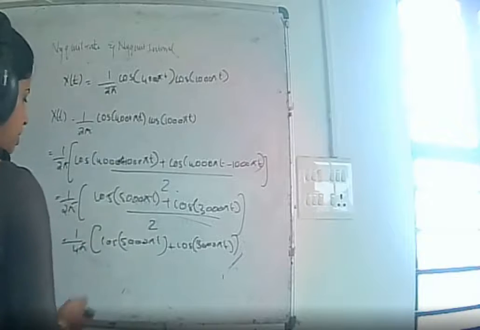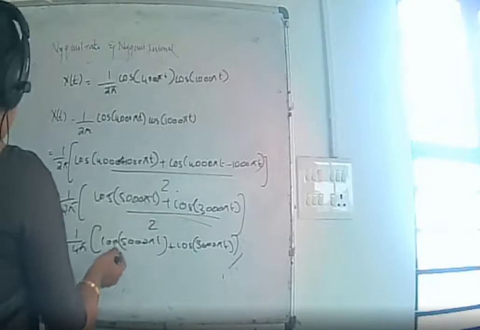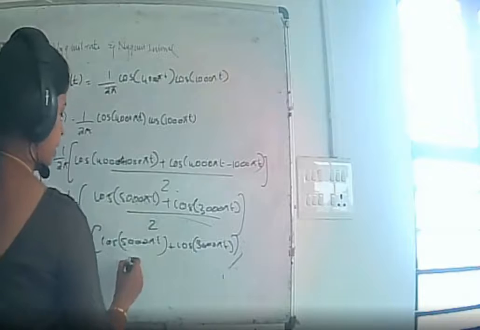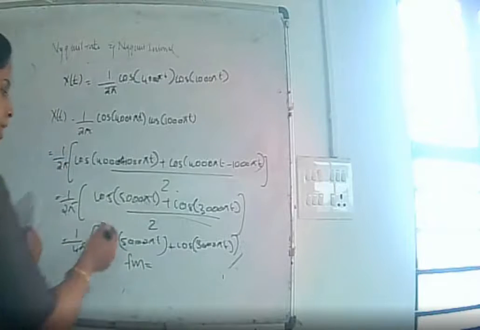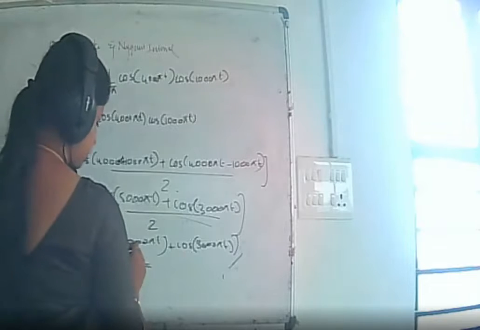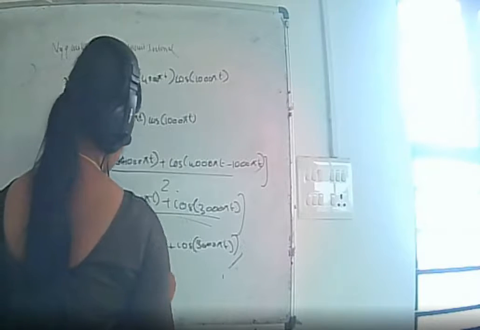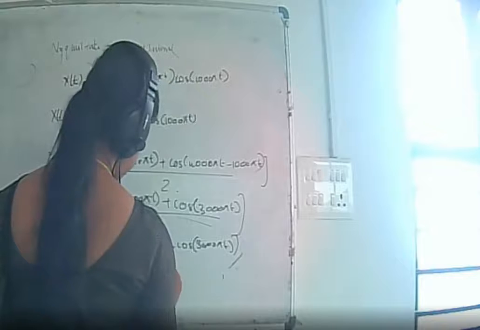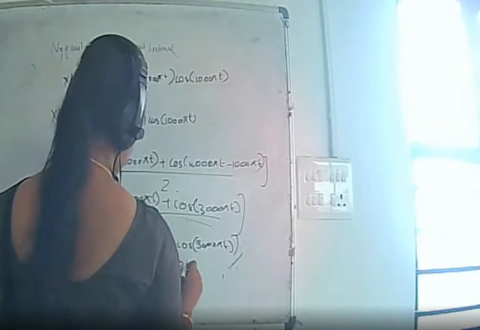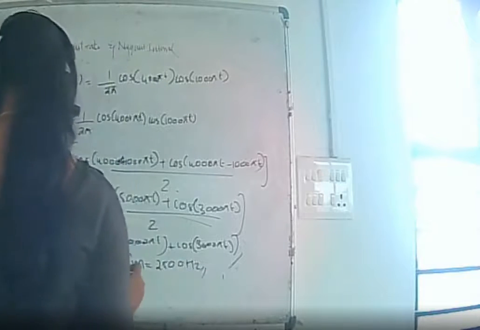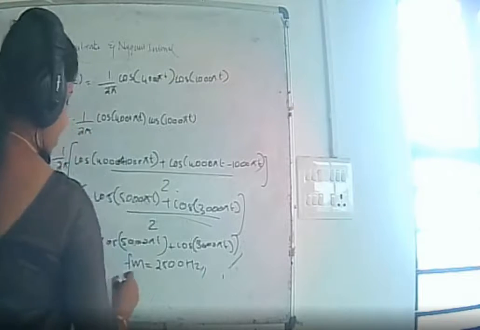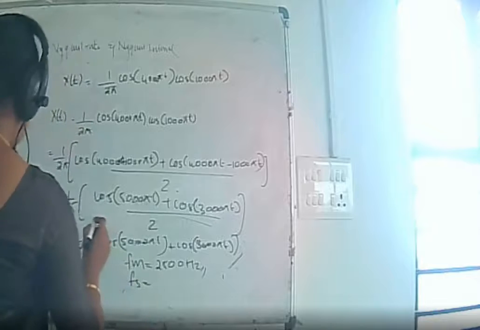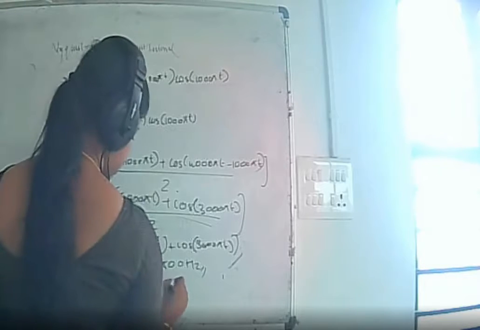Here the highest frequency component is 5000 pi, that is 2 pi fm, so fm will be 2500. The highest frequency component is 2500, and that is fm, and Fs we have 5000.